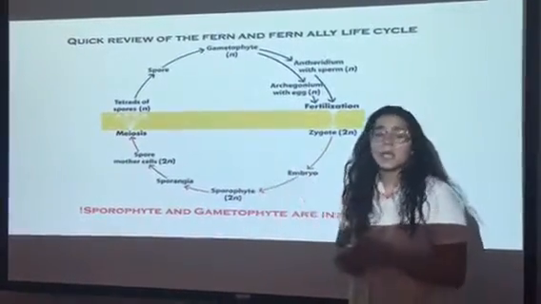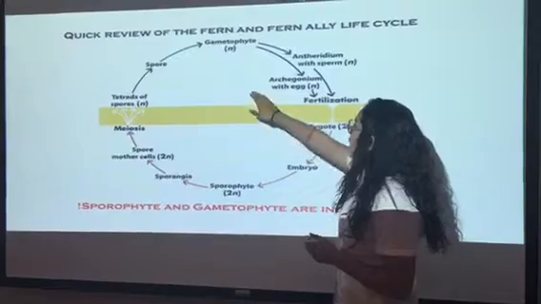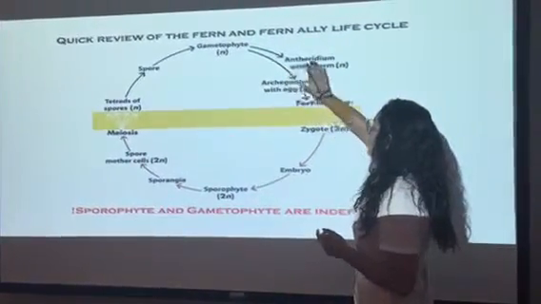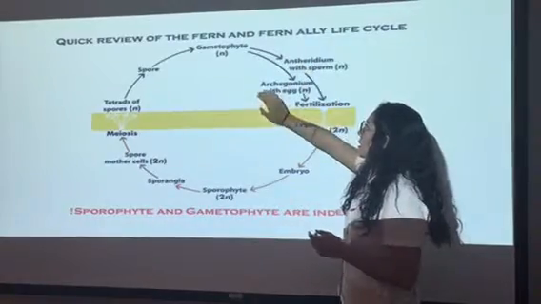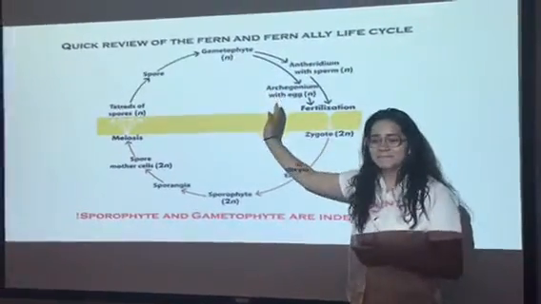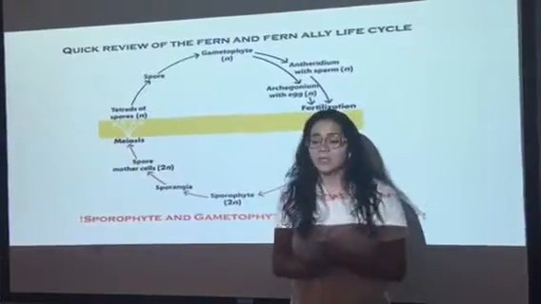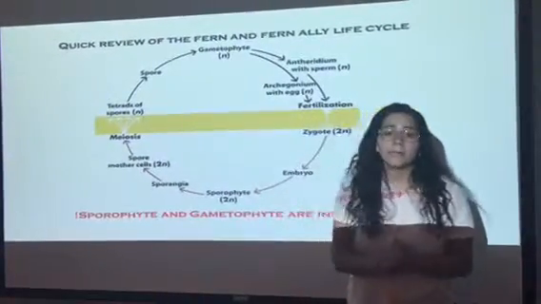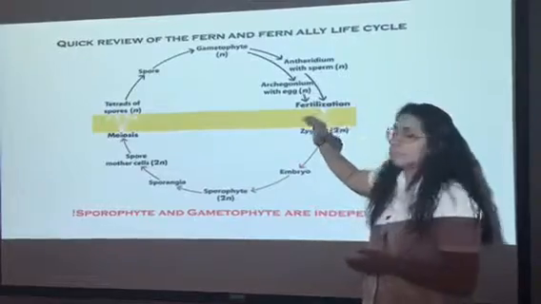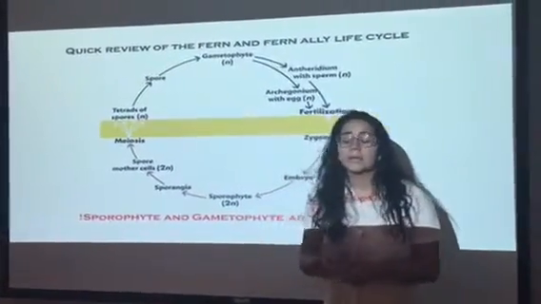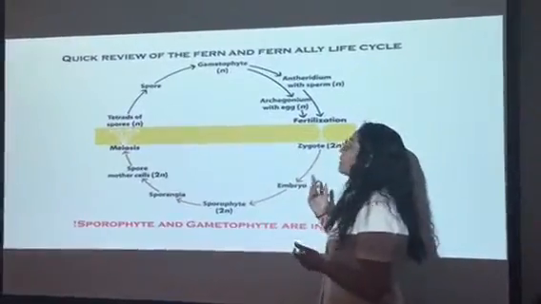So first, the haploid gametophyte goes through and is the antheridium and the archegonium. And the antheridium or antheridia is a haploid structure that produces male gametes, and the archegonium is pretty much the female reproductive organ that produces female gametes.